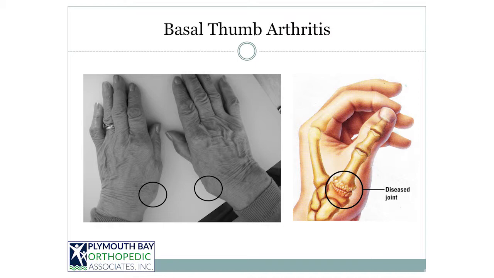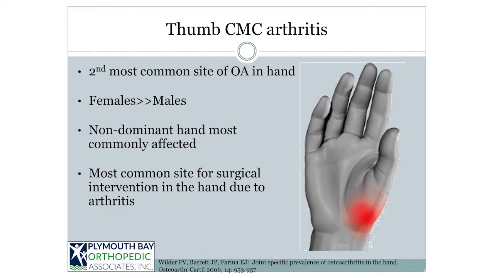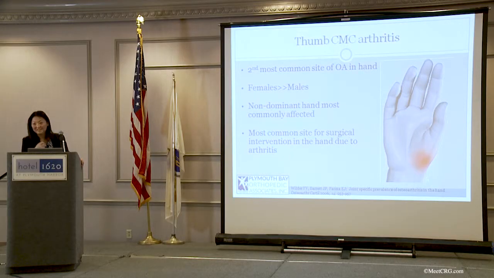Now, thumb-base arthritis is probably the most common arthritis problem that I see in the office. This arthritis is where the thumb metacarpal meets up with the bone called the trapezium down here. This is the second most common site of arthritis in the hand. The first most common site is your index finger DIP joint, but typically it's not something that needs surgery.